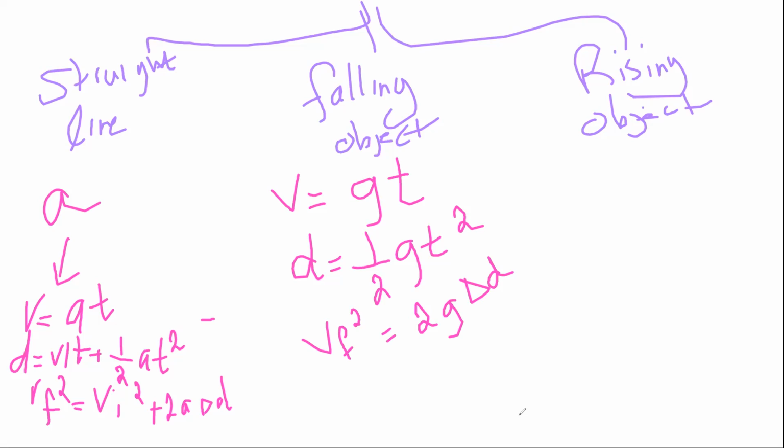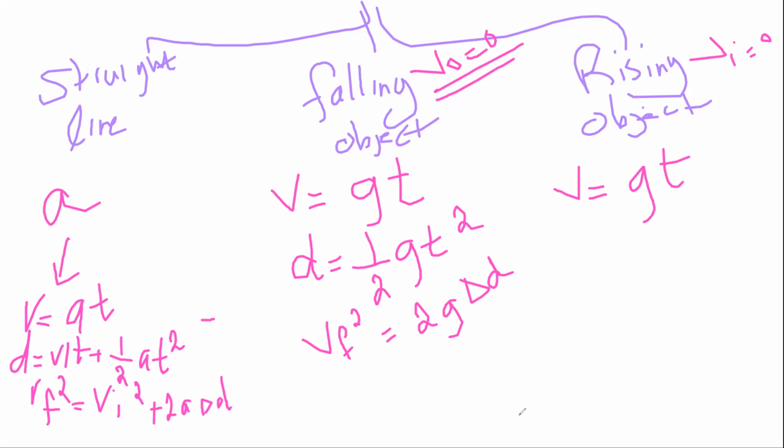Now, what about a rising object? In the falling object, V initial is 0. Imagine that you have a ball and you throw it down. So the first velocity is 0. Now look at the rising object. For the rising object, the V initial is not 0. So if I want to find V, I will say it is G times T. Here I mean V at an instant point.